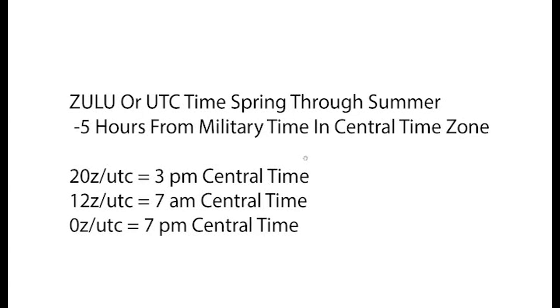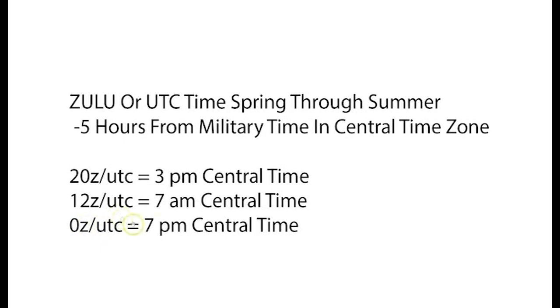Before continuing, it's worth understanding a couple things. First is Zulu or UTC time. It's just a way that is universal to give time, and it's what the various weather things come in. Basically, after spring, for the central time zone anyway, you subtract 5 to get the time. So if it's 20Z or 20 UTC minus 5, that'd be 15 military time, which is of course 3 p.m. Say it's 12Z, you subtract 5, you get 7, so it's 7 a.m.